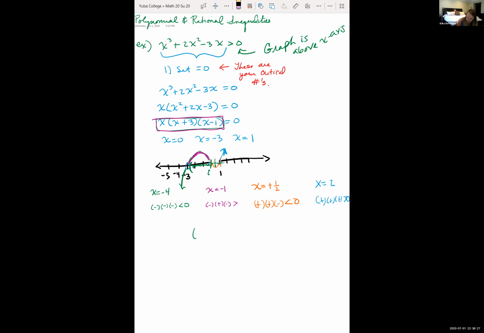So -3 to 0 is all above the x-axis. And then also when we're greater than 1. So 1 to infinity. So any number that you chose here would give us a true statement for this inequality. And if we graph the function x cubed plus 2x squared minus 3x, and we looked at that graph and where it was falling above the x-axis, it would be for these x values.